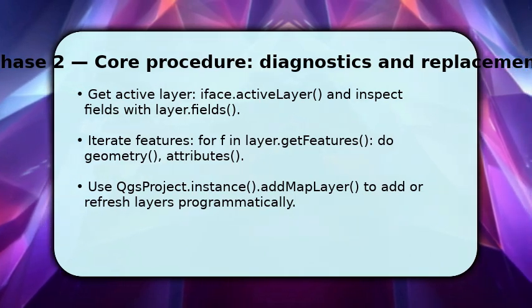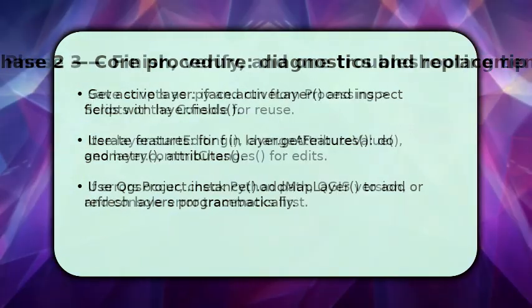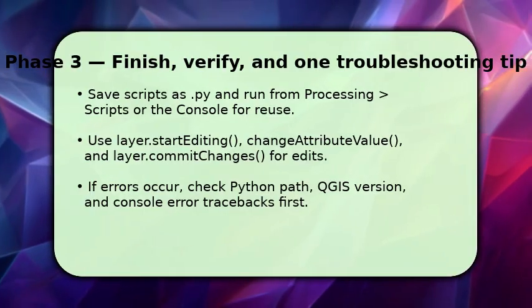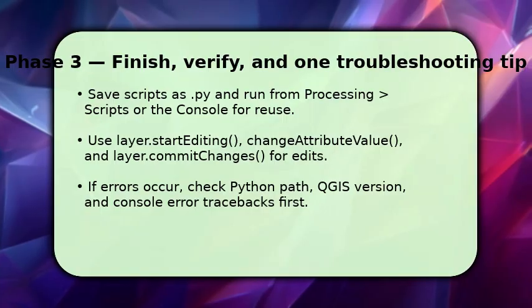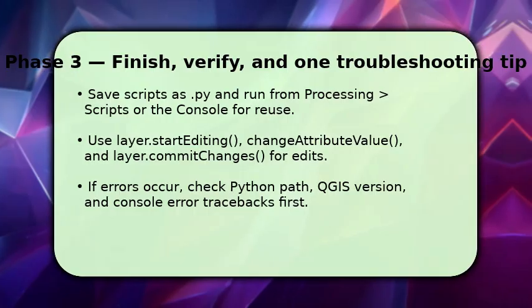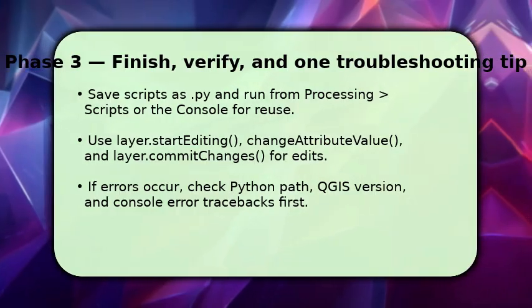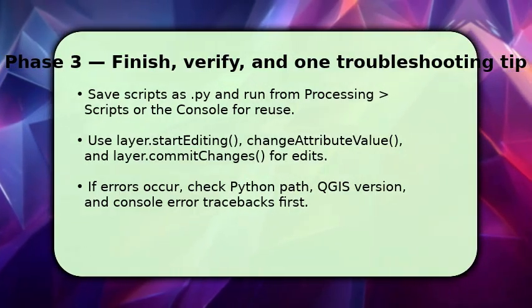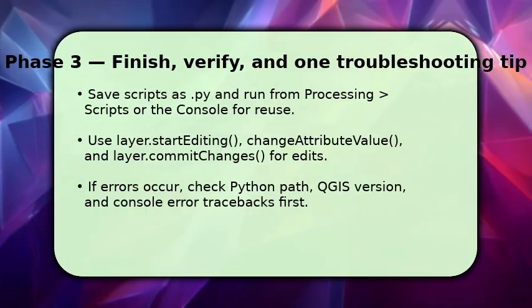You finish by converting test commands into a reusable script. Save it as .py and run it from the Processing Toolbox or the console so you can repeat tasks. For edits, use layer.startEditing(), then changeAttributeValue and layer.commitChanges() to ensure transactions are atomic.